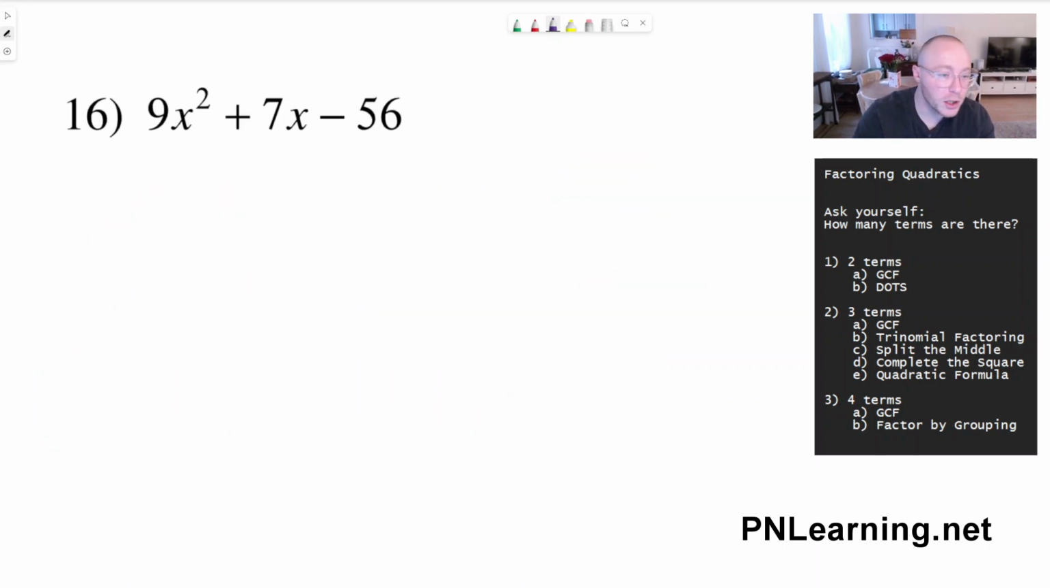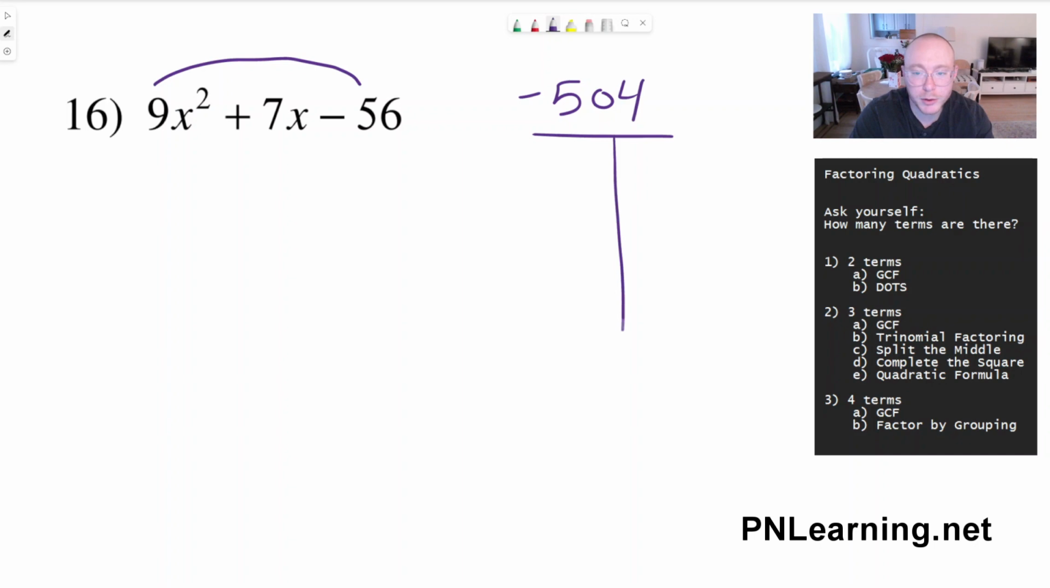So here's number 16, and we again have three terms here, and it looks like we're not going to be able to factor anything out. So we're going to go for split the middle. 9 times negative 56, that'd be like 9 times 50, which is 450, plus 9 times 6, which is 54, so that should give us negative 504.